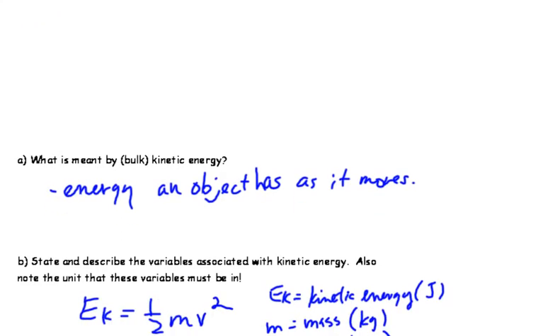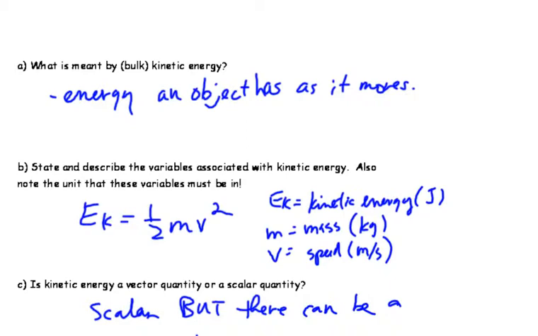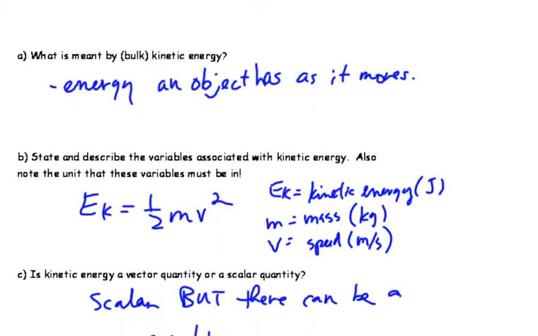So kinetic energy, energy an object has as it moves. So moving energy, so of course it's dependent upon how fast it's moving, its speed. It's also dependent upon how massive it is. So the relationship here, kinetic energy, or EK, is 1/2 mv squared, where m is mass in kilograms, v is speed in meters per second, and that would give us joules as an overall result. So we get here mass meters squared per second squared. That is equivalent to a joule.